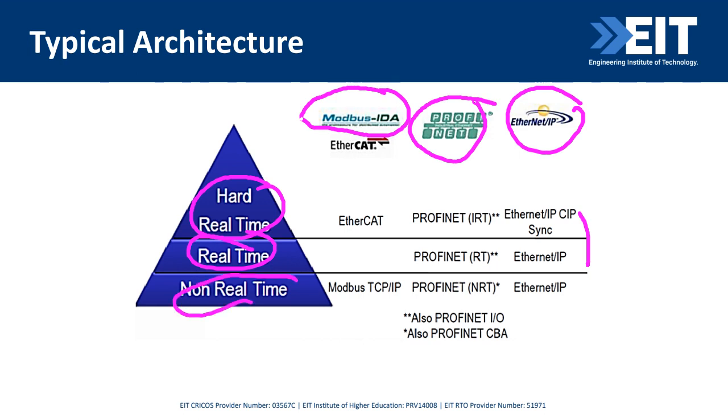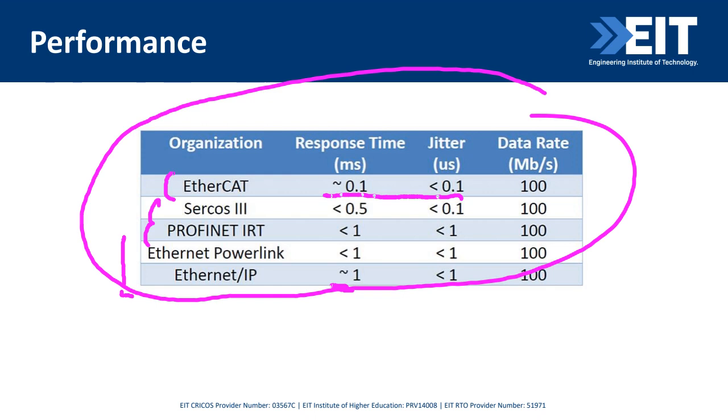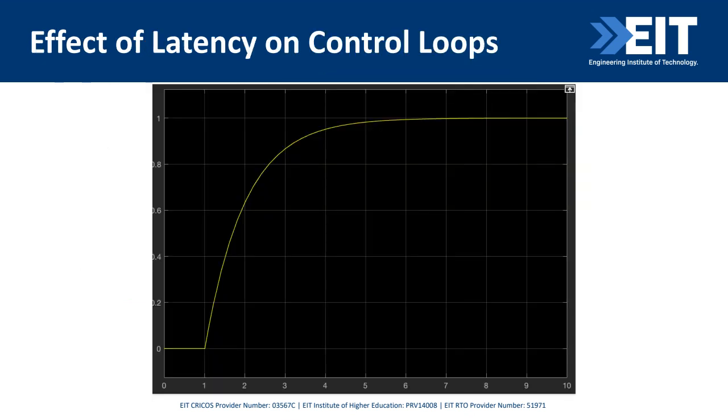Now, what kind of performance would you expect in these technologies? Here, EtherCAT, Sercos, Profinet IRT, you would expect response times of less than 0.1 milliseconds, okay? Really, really fast response times. And depending on how far you go, it could get to a millisecond or so, but all of this is quite great for industrial applications, and in particular control applications, because the most demanding will be these real-time applications.